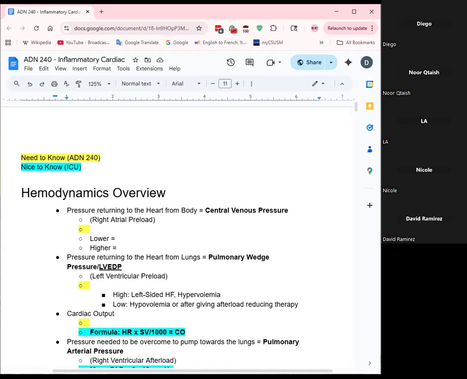So the things that I want you guys to be able to answer is what is this value? Because you're going to need to know what the normal value is so that you can interpret questions based on them giving you the value. So who knows the normal value for CVP?